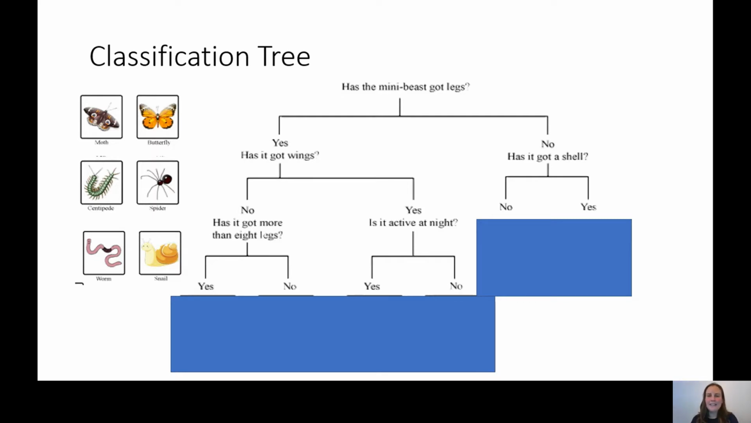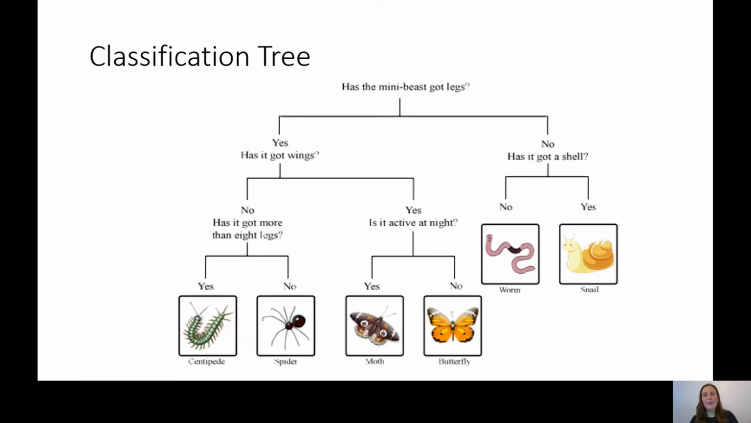We've got the worm and the snail. We need to go right back to the top where it says, has the mini beast got legs? No. So we're on the question, has it got a shell? Yes, you will end up with the snail, and no, you will end up with the worm. Well done if you were able to go through that with me and help me to sort out those 6 animals. So with a classification tree, you always start from the top and you work your way through the questions.